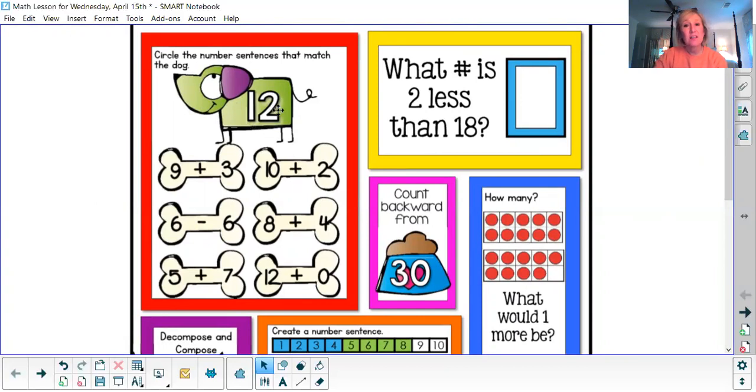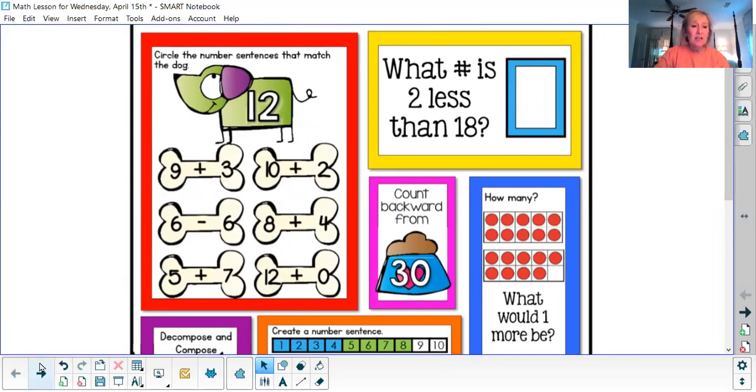One group of 10 and 2 extra ones. That makes 12. I told you 10 was an important number. 10 and 2 together make 12. Now, down below on these bones are different combinations of numbers, 2 parts, part plus part. When we put these 2 parts together, if they make 12, then we're going to circle the bone. If it doesn't make 12, then we are not going to circle the bone.